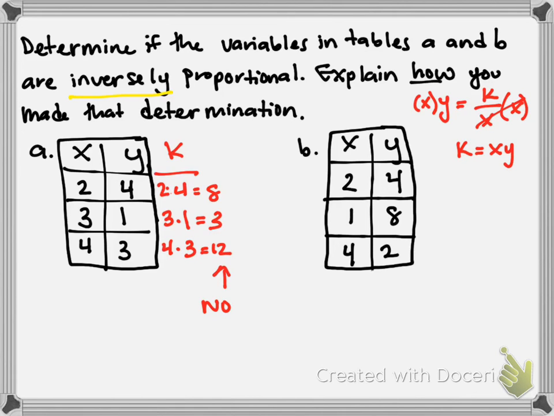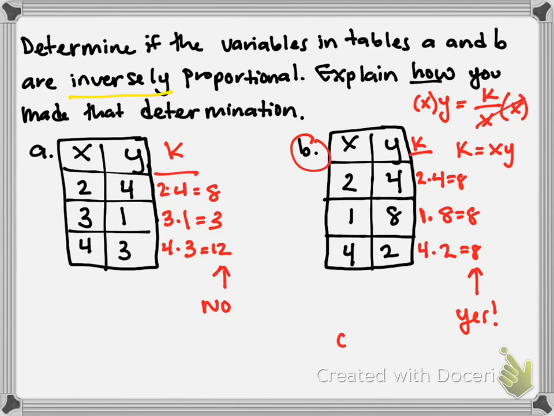All right, let's try that on B. Let's solve for k. x times y is 8, 8, and 8. Are all those the same? Yes. So letter B is inversely proportional because the constant is always 8, right? Which makes it a constant.